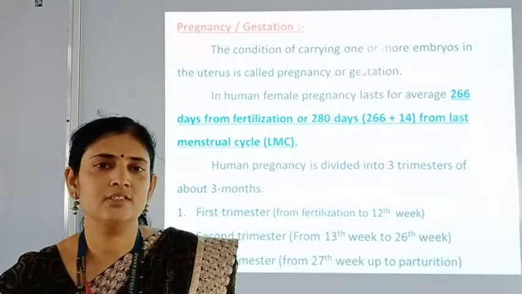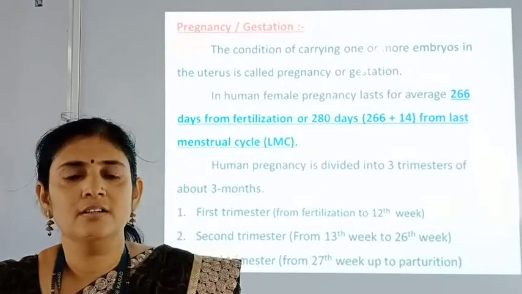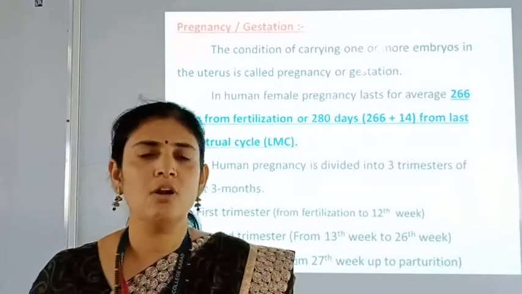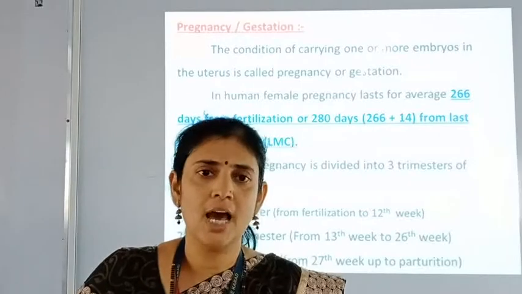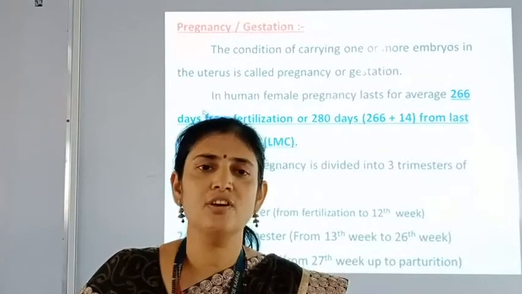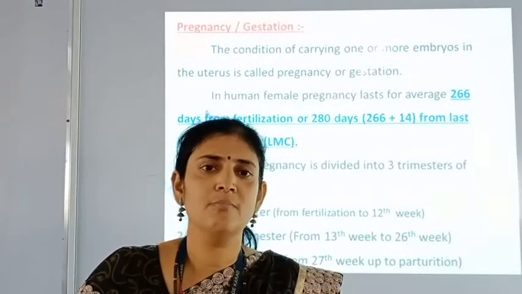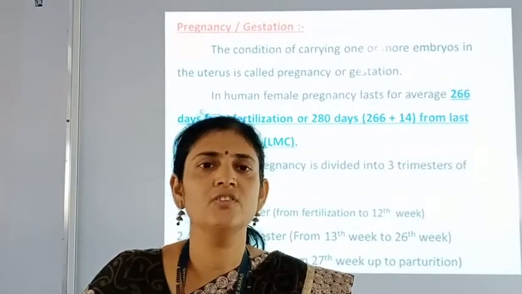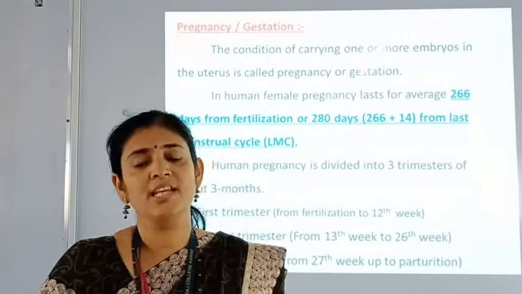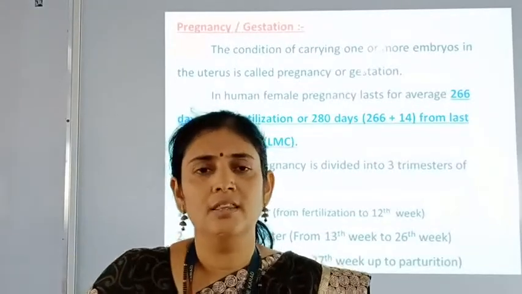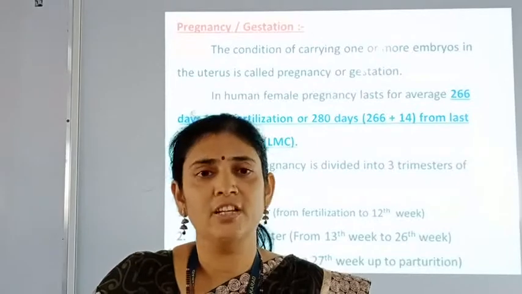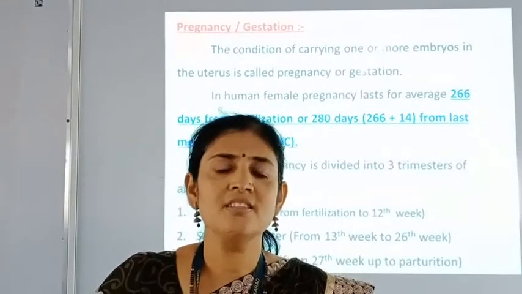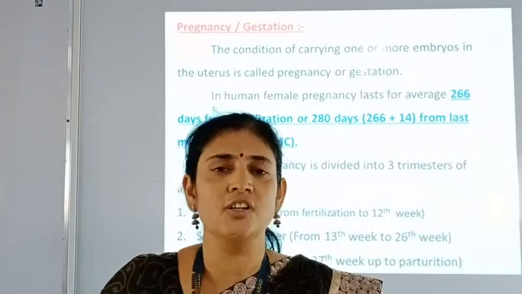Students, in the last lecture we completed the fate of germ layers, meaning how the different body organs or body parts develop from the three germ layers: ectoderm, mesoderm and endoderm. Now in today's lecture we are going to see the further event occurring during human reproduction, that is pregnancy, also called gestation.